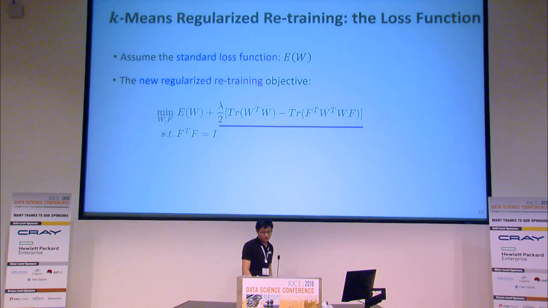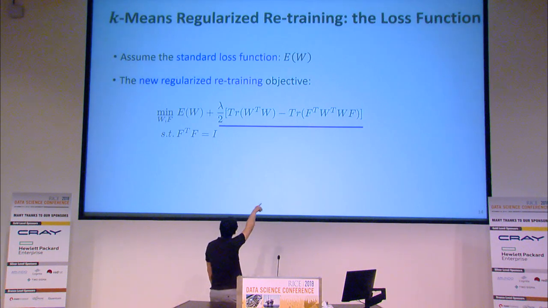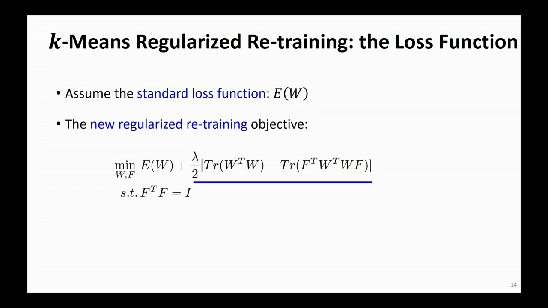So to use our retraining regularization, we only need to add this term to the original standard loss function, and you can use it. After such retraining, applying deep k-means would be less likely to degrade the inference accuracy, which means it can restore the accuracy drop after you apply the clustering to your weight parameters.